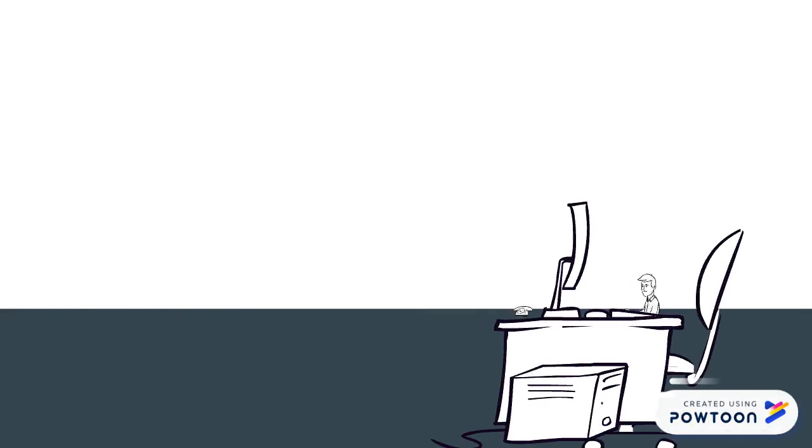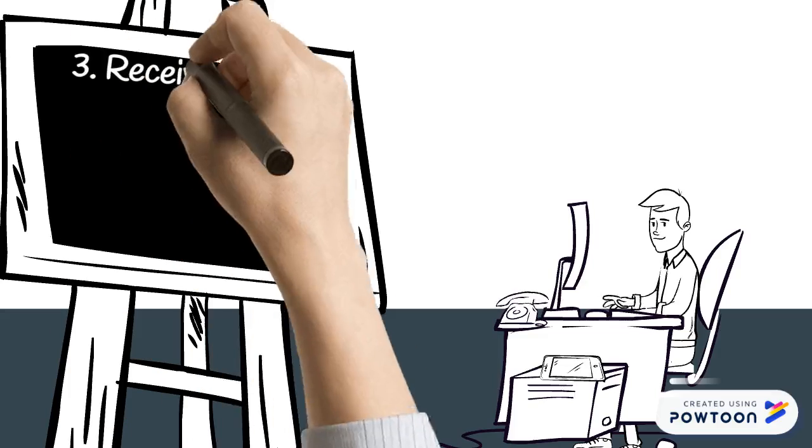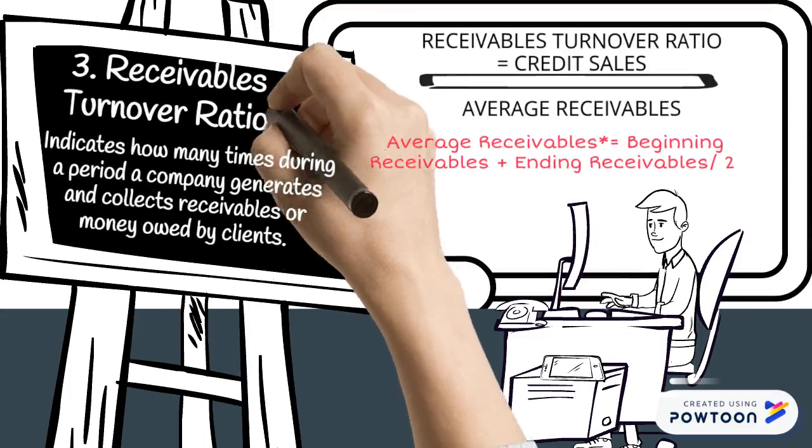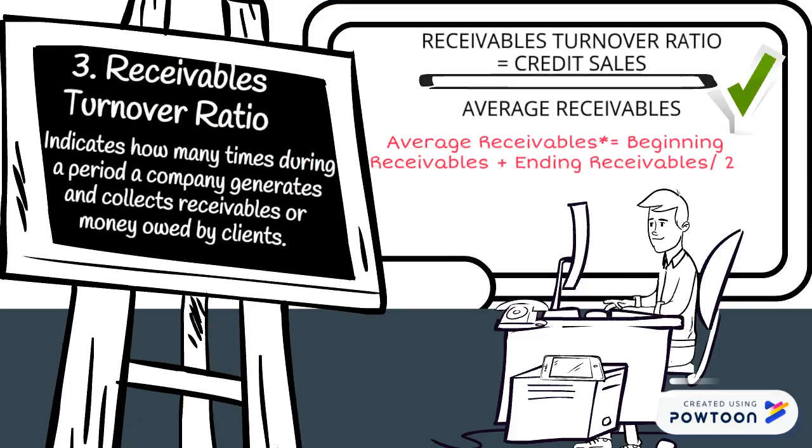Next, you want to calculate how efficiently your firm uses its assets. So you use the receivables turnover ratio, measuring how many times during a period a company generates and collects receivables. You simply divide the credit sales made during the period by the average receivables. Just note, companies want this ratio to be as high as possible, as a higher ratio indicates that a company's collection of accounts receivable is more efficient.